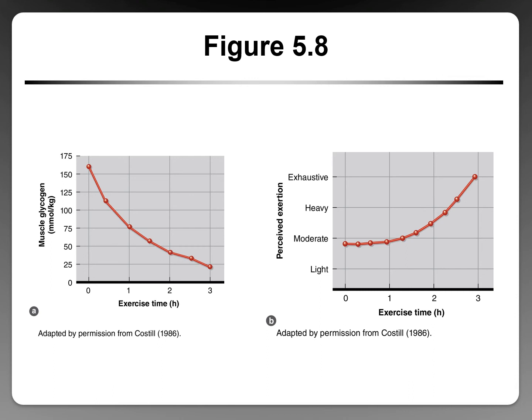The second graph on the right is going to show this individual's perceived effort. So during this 3-hour treadmill run, he rated his effort as moderate for almost an hour and a half. But as that glycogen started to decrease, to a certain point, he started to say he was more fatigued than he did initially.